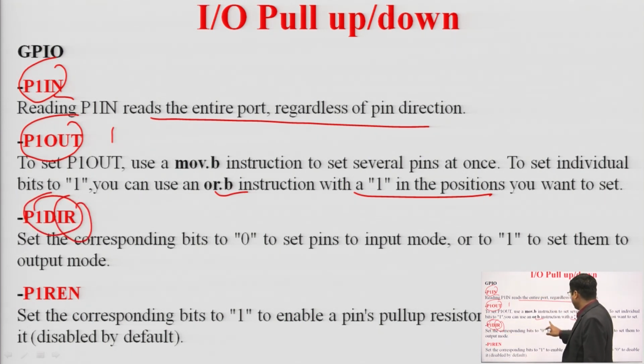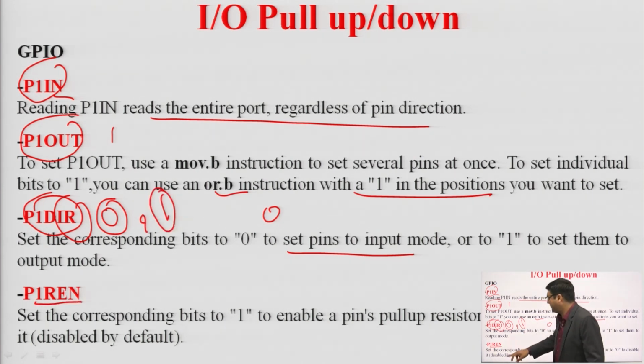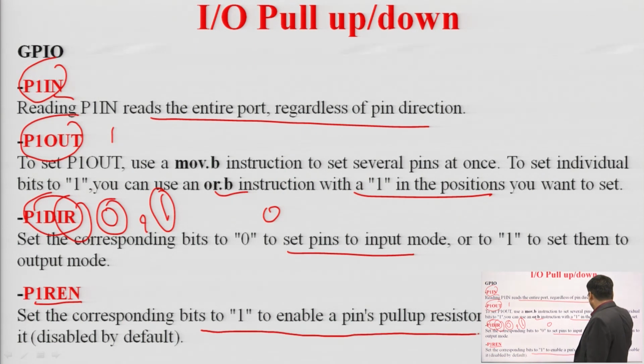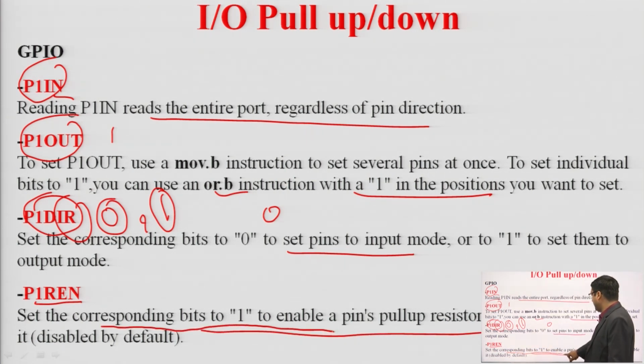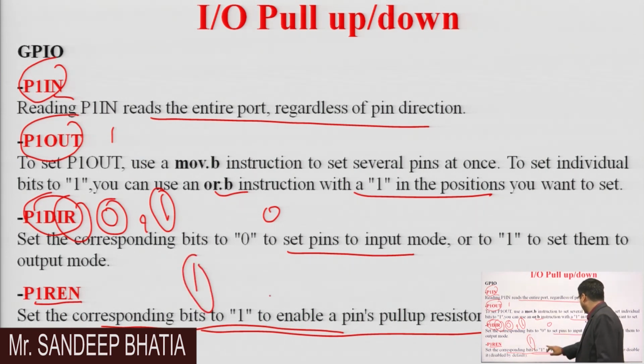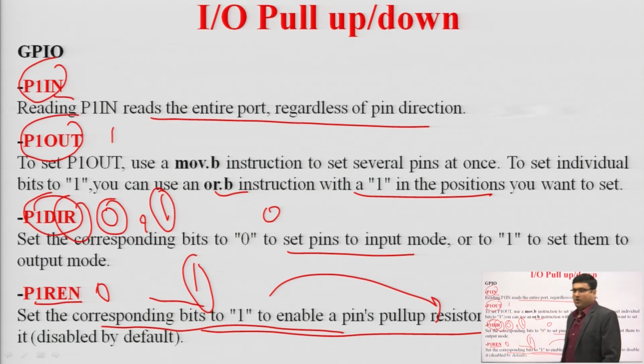If there is a 0, the direction will be input. If it has a value of 0, it works in the input direction, and if it has a value 1, it works in the output direction. And the last one is P1 REN. REN means resistor enable. So it sets the corresponding bit to 1. If it is 1, then it enables the pull up register, and if it is 0, it will disable the pull up register.